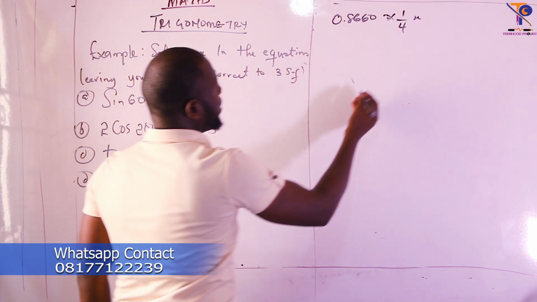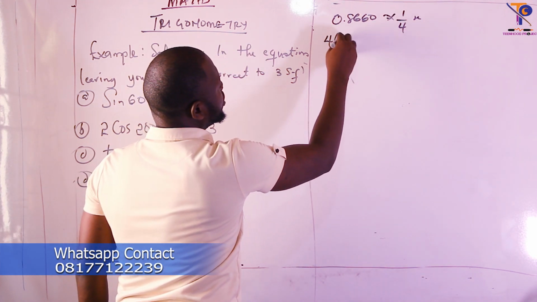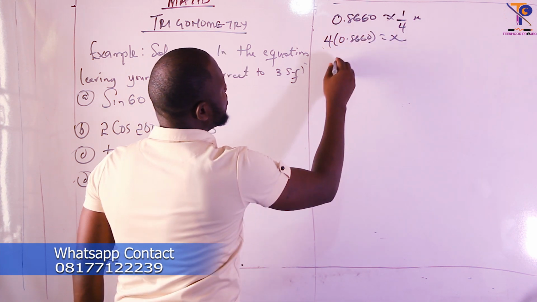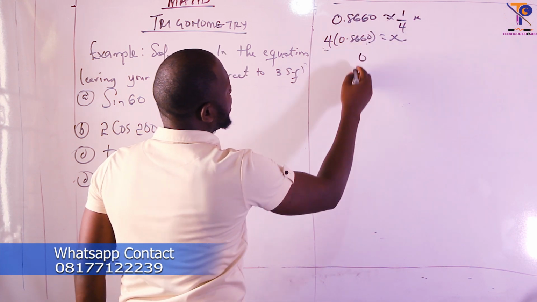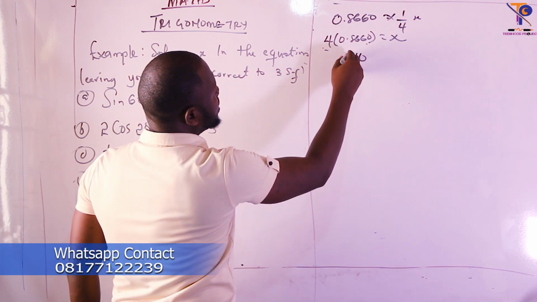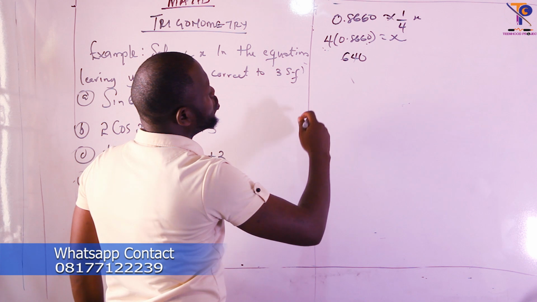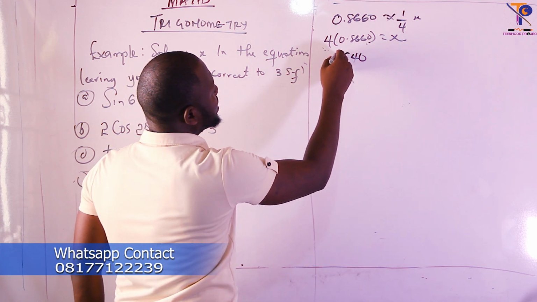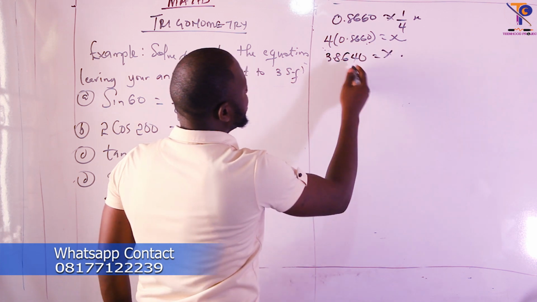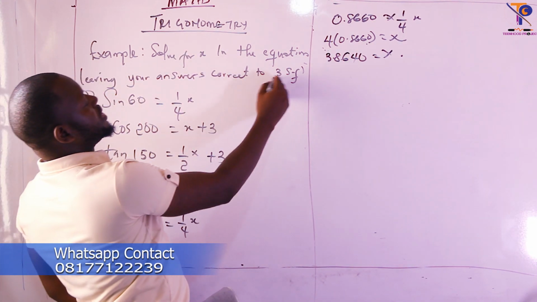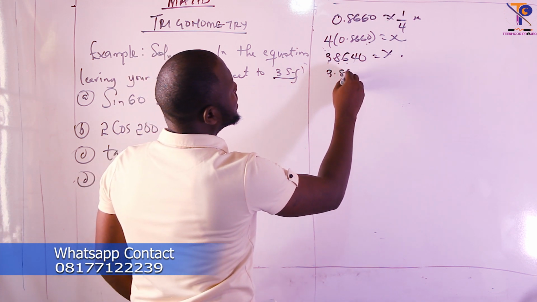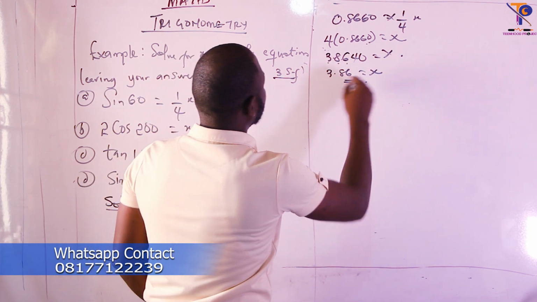So if I cross multiply, I will have 4 into 0.8660 equals x. So I will have 4 times 0, that is 24, that is 20, then we have 26, then this is 32 plus 2, that is 38, that is 3.8 equals x. If you are sending these to 3 significant figures, we have 1, 2, 3, we have 3.86 is equal to x. That is what we have here.